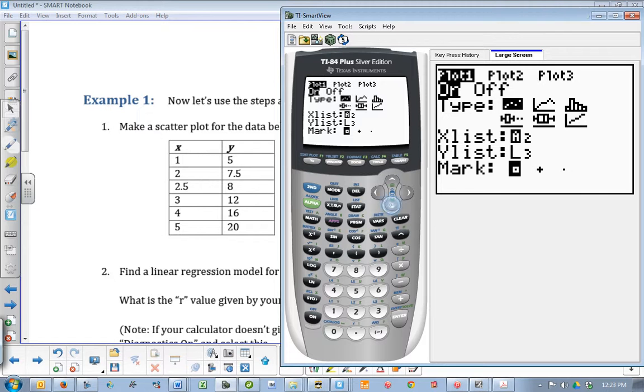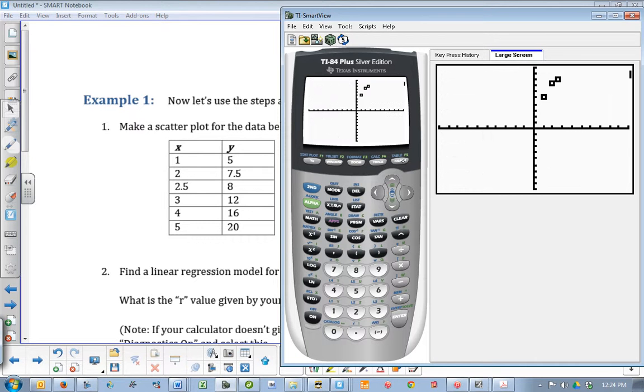So it's all good. Now we're going to go down to X list and Y list. These should automatically say L1 and L2, but mine don't. So down here above the 1 key, I'm using L1, and I need to type L2 here. So I'm telling the calculator that my X's are in list 1 and my Y's are in list 2. That mark is fine. And now if we go graph.